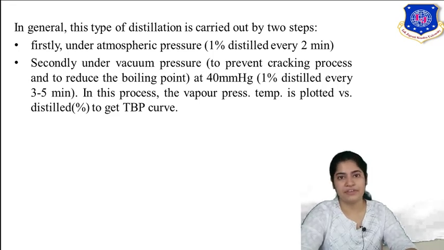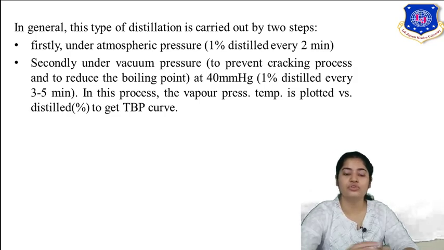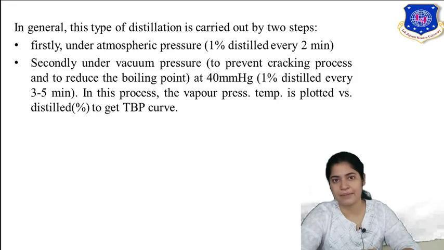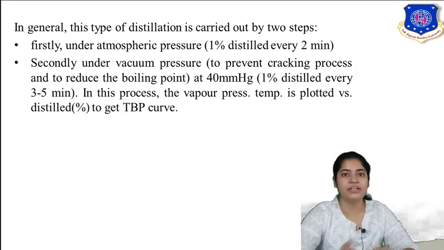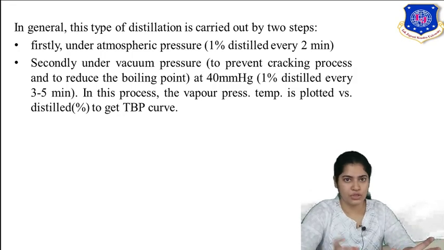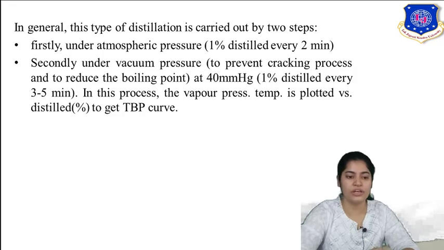Now why under vacuum? To prevent the cracking process and to reduce the boiling point. Now as the remaining liquid in my sample is heavy fractions, which have a very high boiling point, so to prevent the cracking. Now when does cracking happen? For thermally sensitive materials, they are prone to cracking. It is nothing but a thermal degradation. Your original molecule will crack into other fractions. Now we don't want that, so we are trying to decrease the boiling point.